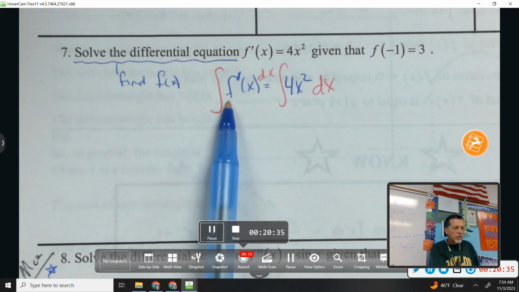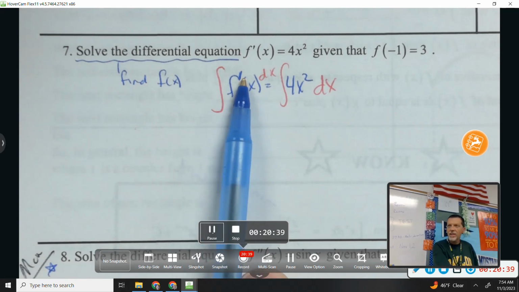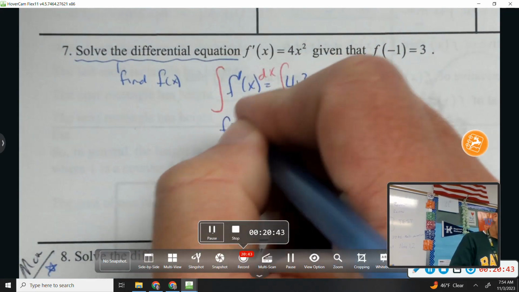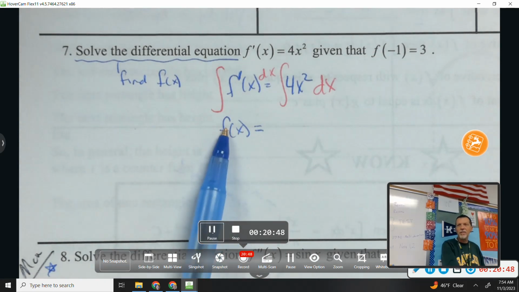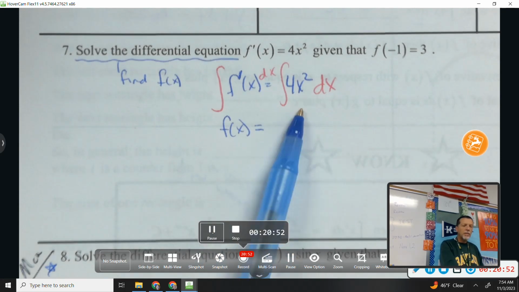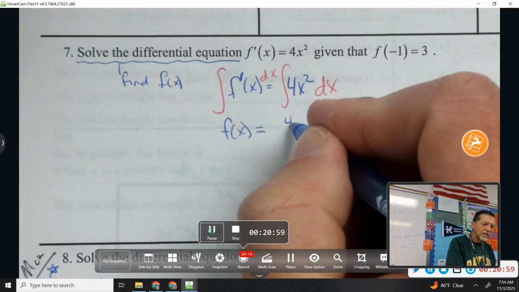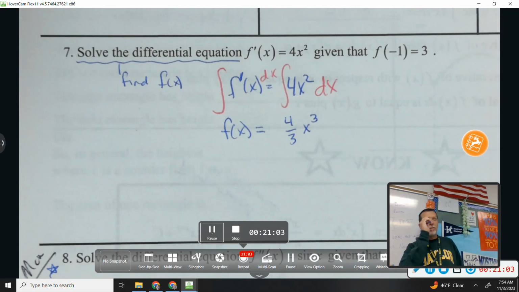So what's the antiderivative of f prime? F, right? The antiderivative of the derivative is f. Okay, it's like, oh, that's right. That's why we did that. That's like asking what's the square root of x squared. You're like, yeah, that's x. They cancel each other out. How about the antiderivative of 4x squared? Good. 4 over 3x cubed. Increase the power by 1. Divide by the new power. And then don't forget the plus c.